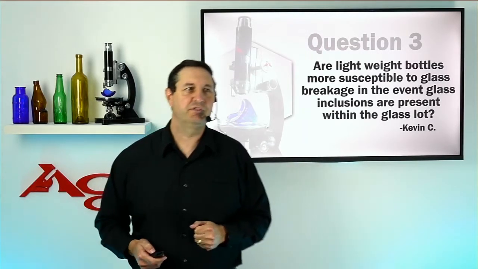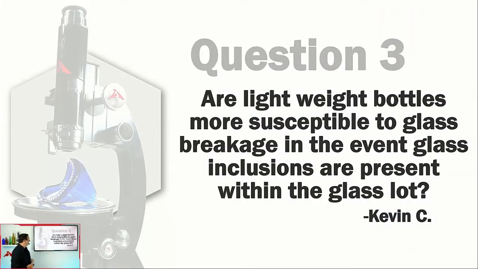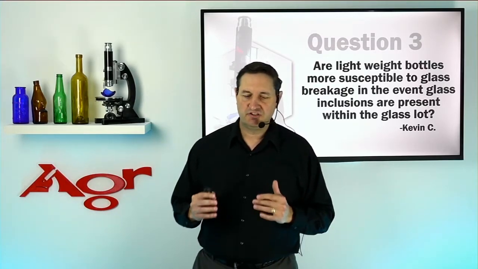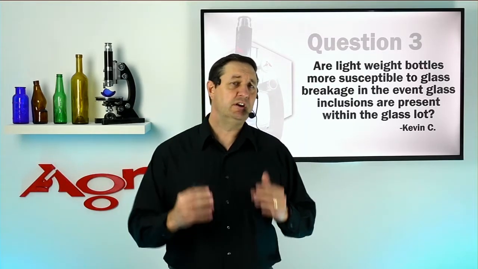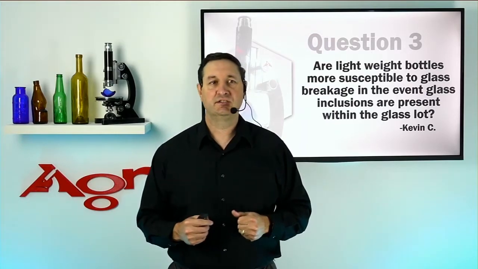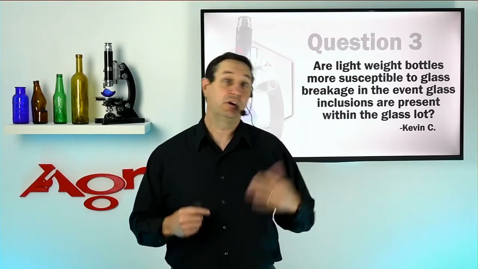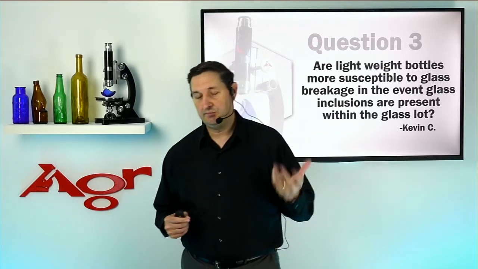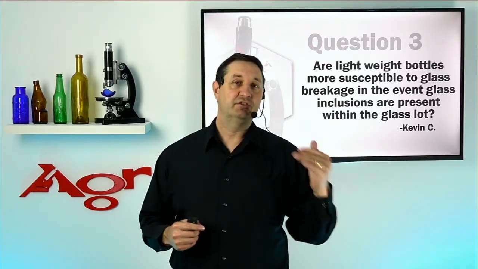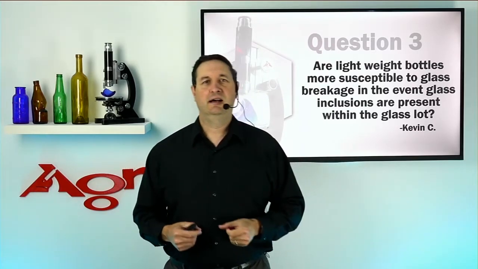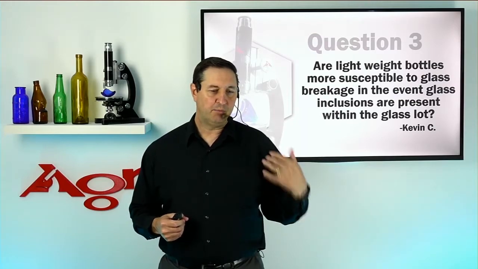All right, question number 3. Are lightweight bottles more susceptible to glass breakage in the event of inclusions present within that glass lot? Well, the first thing I want to say here is that when we do a design analysis, when we are assuming that we're going to manufacture this bottle, we're going to assume that it's made in the absence of flaws, checks, inclusions, infolds. We don't assume that those will be put into the bottle. We're going to use good QA procedures. We're going to use good manufacturing practices that we talked about to make sure that quality is high. So we don't really want to put the assumption in that we're going to use a bottle with an inclusion.